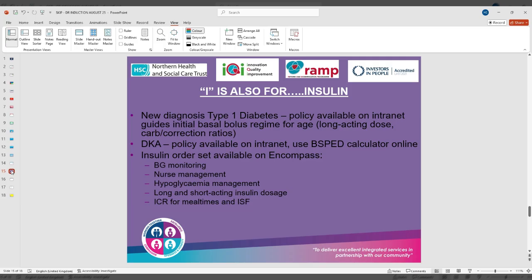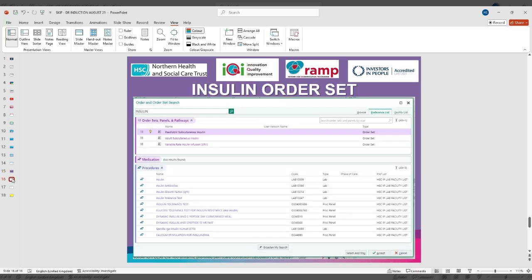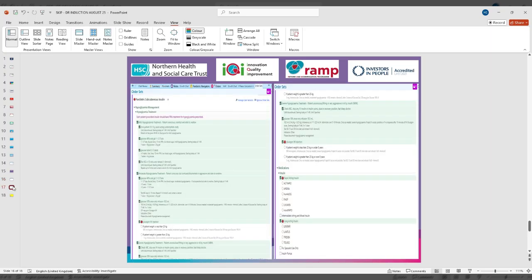The insulin order set is available on Encompass, and this means you can devise a plan regarding frequency of blood glucose monitoring, the nursing management interventions that are required, hypoglycemia management. Long and short-acting insulin can be prescribed with the carb ratios and correction factors at meal times identified to enable prompt and effective administration for children by the nurses off the MAR. Typing insulin into the order and selecting pediatric subcutaneous insulin, again, is a one-stop shop for ordering all insulin for children on the ward.